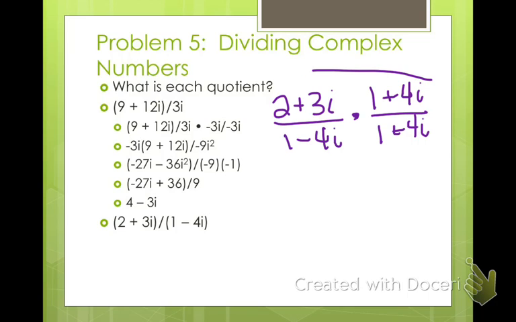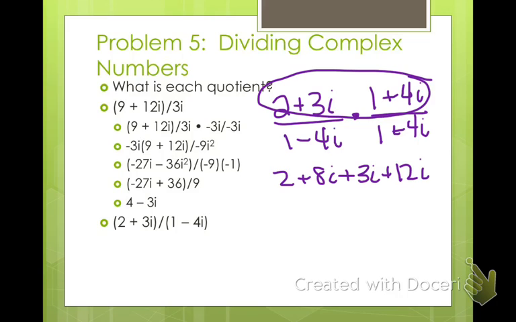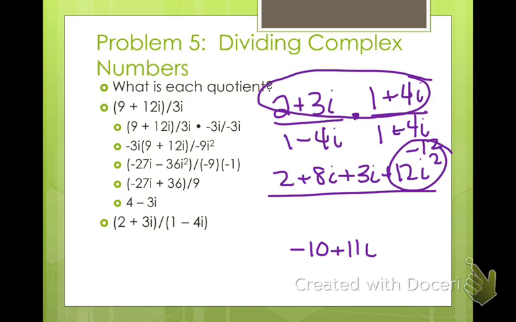So let's go ahead and start by just doing the top. So 2 times 1 is 2. Outer is plus 8i. Inner is plus 3i. Last is plus 12i squared, which becomes minus 12. So on the top we have negative 10 plus 11i.